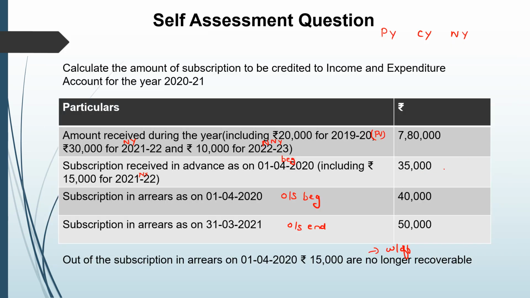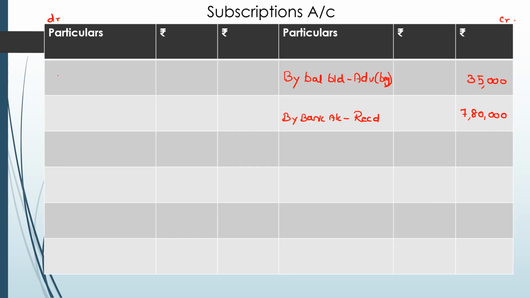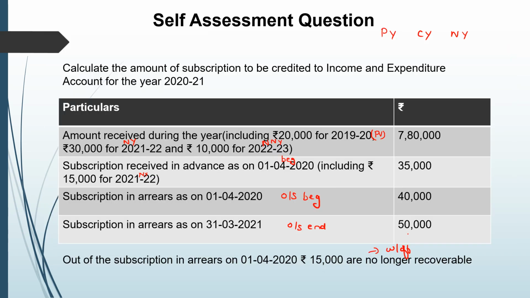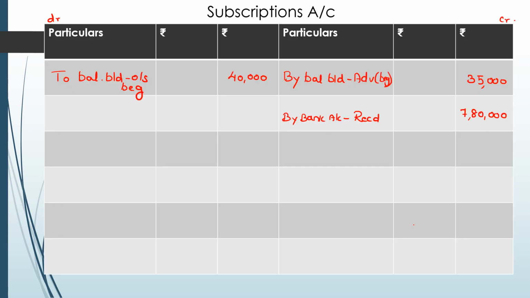Then we have the amount of subscription arrears as on 1st April 2020 that is outstanding in the beginning. You know the outstanding in the beginning has a debit balance. So we write here to balance brought down. This is outstanding at the beginning, which comes to 40,000. And one more amount that is outstanding at the end, which was 50,000. We write it here on the credit side as by balance carried down. This is outstanding at the end, which is 50,000.